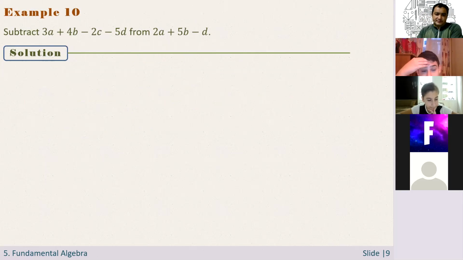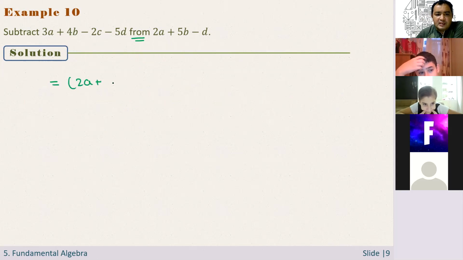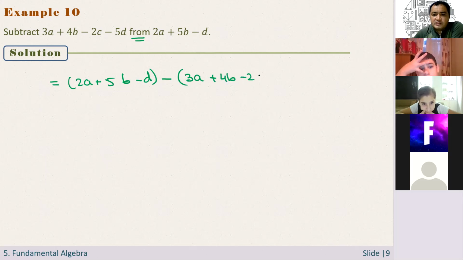How about subtract? It says subtract this from this. Again, a lot of students confuse this. We should say from. So let's say the subtract is the difference. Let me just use D, the difference. So subtract from, that is 2A plus 5B minus D, minus, and here we have 3A plus 4B minus 2C minus 5D. In subtraction, the first step, you better remove the brackets or parentheses.